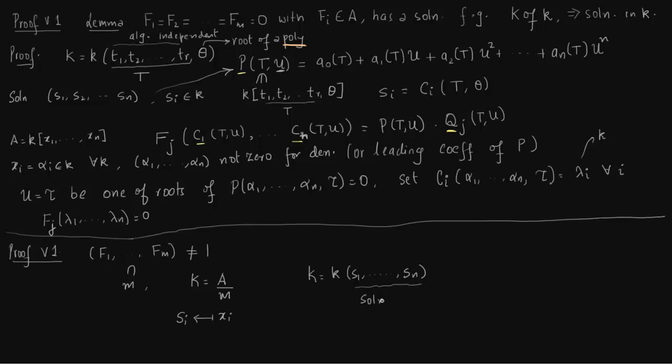Now you can write K as k[S1 to Sn], because Xi gets mapped to Si and K is a field. So by the previous lemma, this S1 to Sn is a solution, and after some modification by using alpha and converting it to lambda, will give you a solution in the ground field small k, and that is the end of the story.